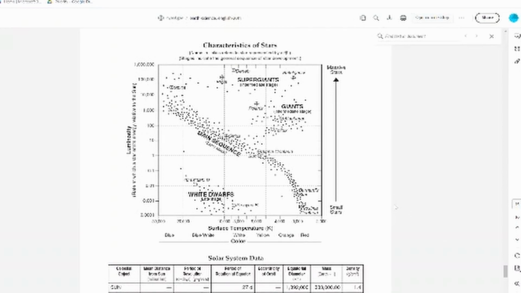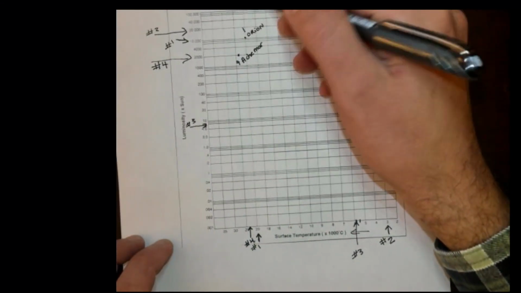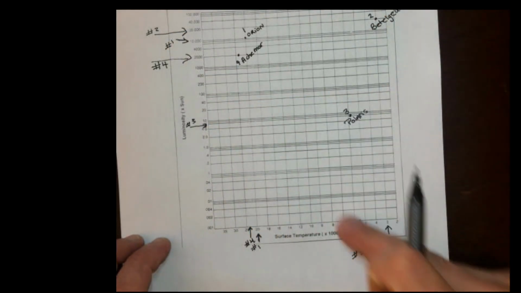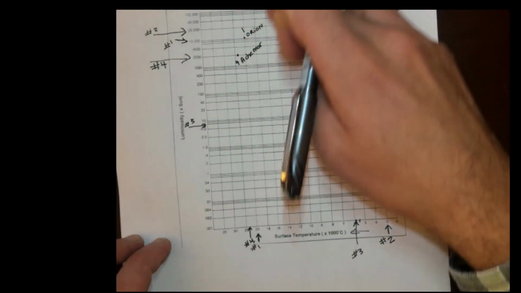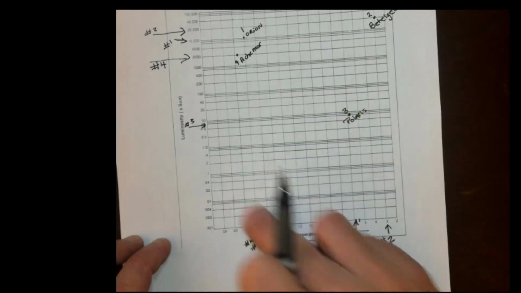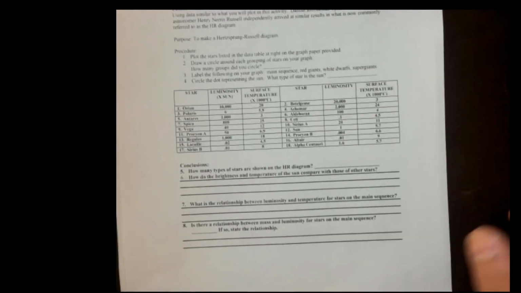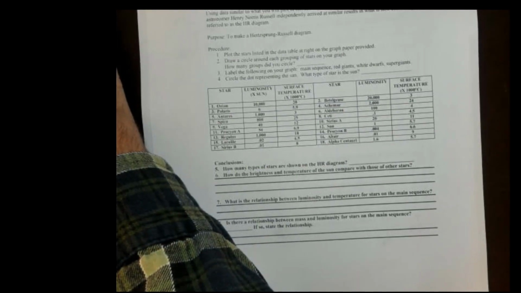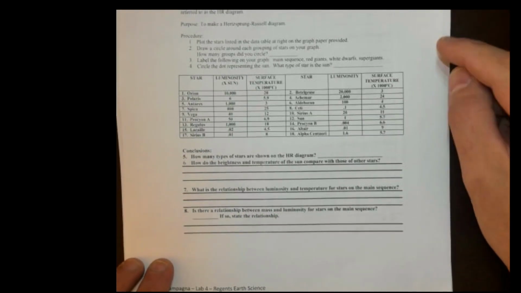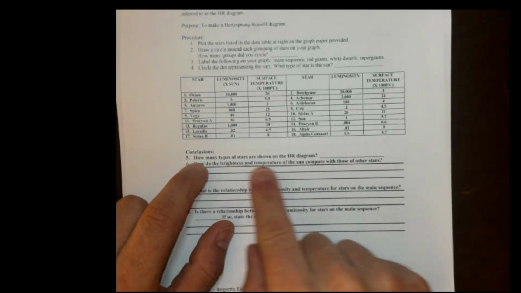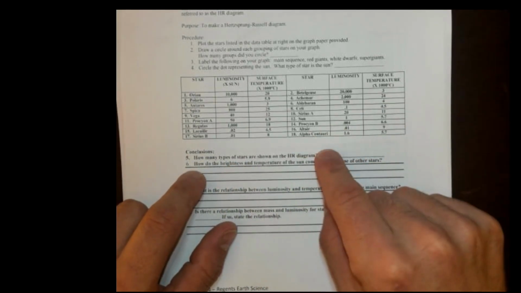Okay, so now you're going to notice that right here we have our main sequence, we have our white dwarfs, we have our supergiants, and our giants. And looking at yours, you're going to find a similar pattern. You're going to find the main sequence goes something like this. You're going to find supergiants, giants, and white dwarfs. Other than that, you have a few questions on here. Questions like, how many types of stars are shown? Well, we just saw the groups on page 15, so you know that.